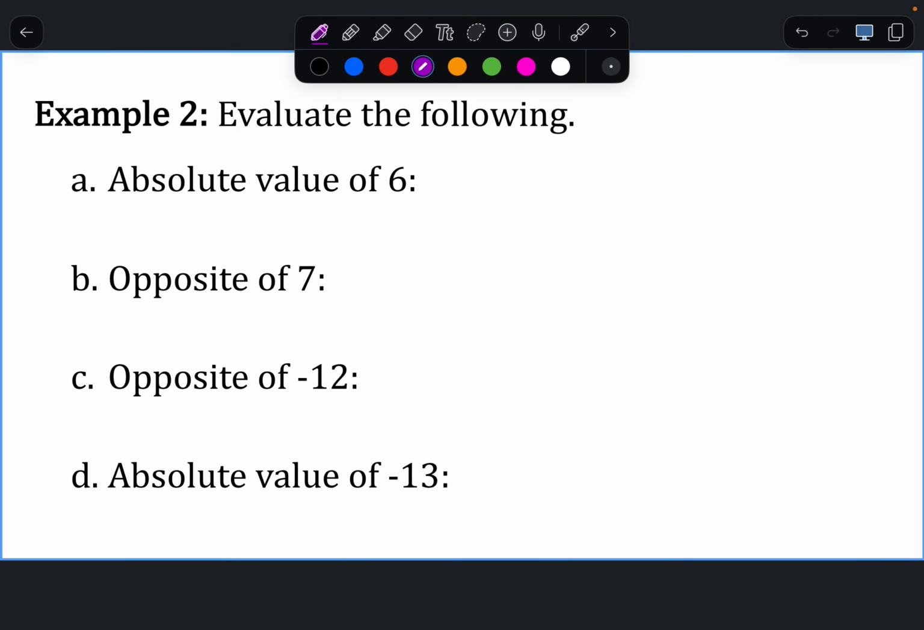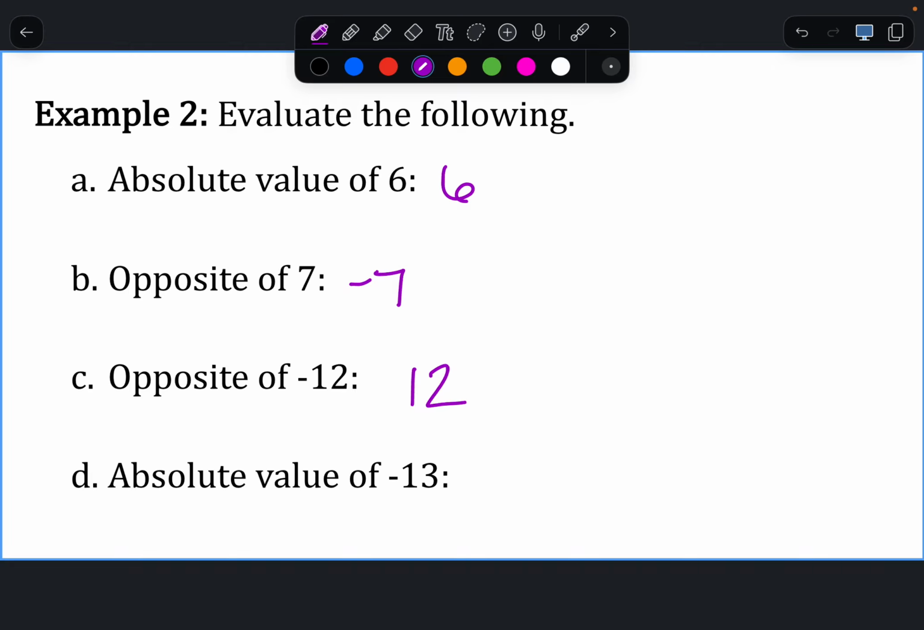Elena, what's the absolute value of 6? That's your name, right? Oh no, I'm sorry. Ariana. What's the absolute value of 6? Okay. Danny, opposite of 7. Yeah, you got it. I knew you had the right answer. I saw it. Okay. Delaney, opposite of negative 12. 12. Kaden, absolute value of negative 13.